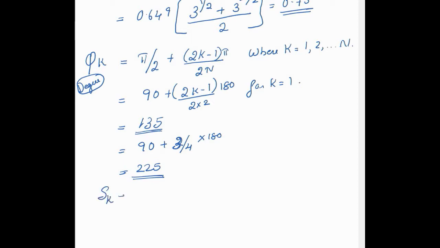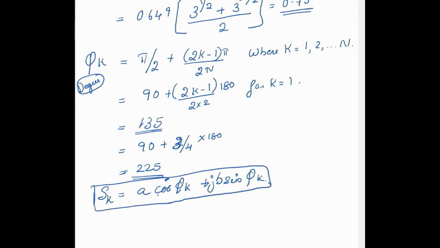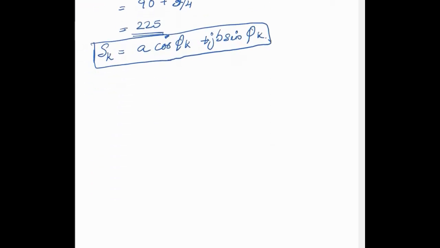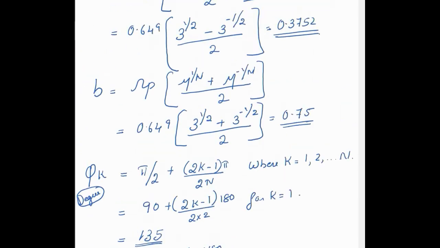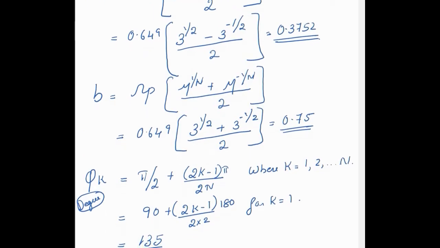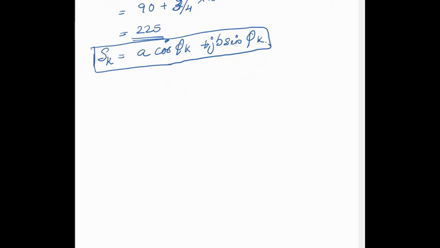Next you have to find the major and minor axis components. This is the equation: xk is equal to a cos phi k plus j b sin phi k. a cos phi k is the major axis and b sin phi k is the minor axis. To find these a and b and the phi value, you went through the above steps. Now in your calculator you can just substitute: a is 0.3752, b is 0.75, and the angle.